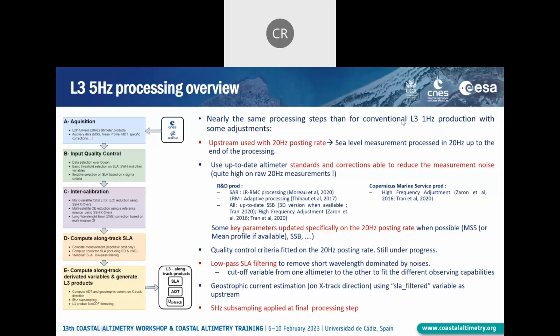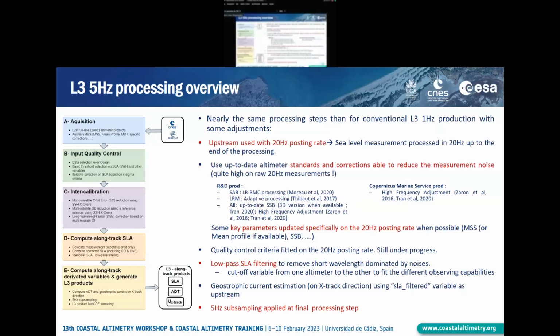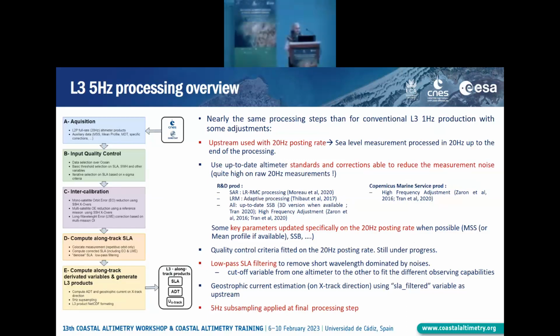So, a few words about the processing that we are applying for this production. For the global view of the processing, it is more or less the same as the one that we are applying on the conventional 1 Hz production, but with a few key differences. The first one is that we are using, upstream of this production, the 20 Hz posting rate level 2 product. And we try to keep this 20 Hz resolution as long as possible during the processing and apply a subsampling to have a 5 Hz product as a final step of the processing.